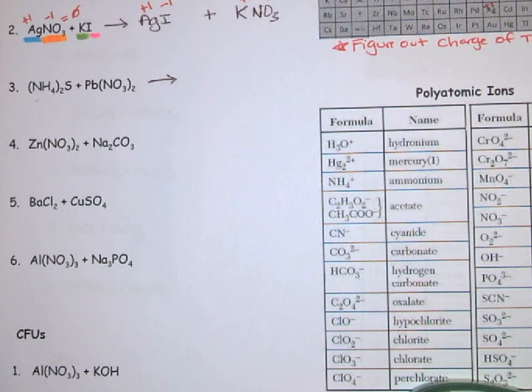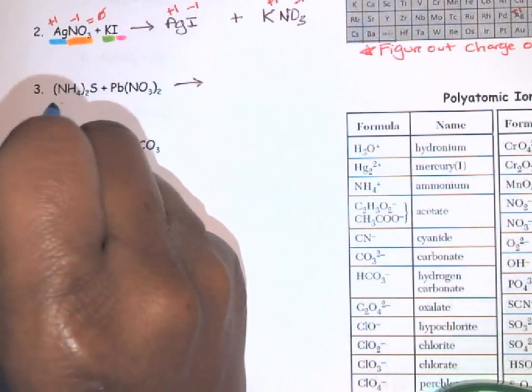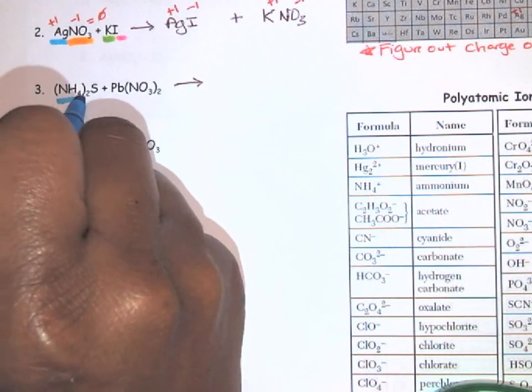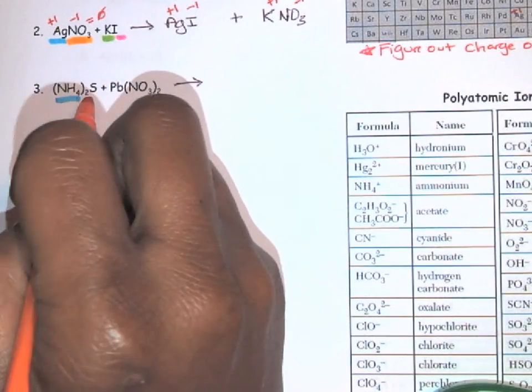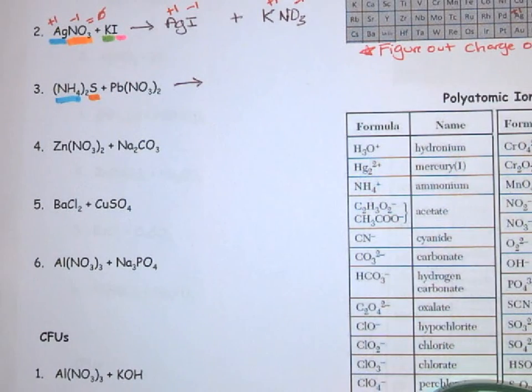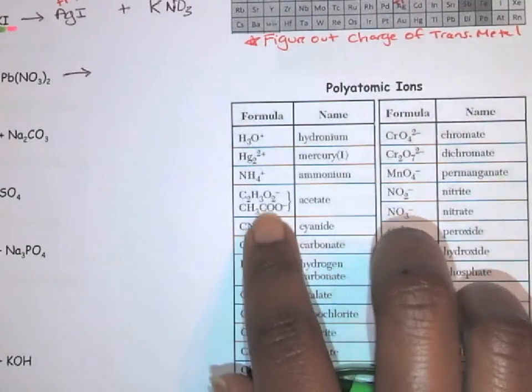Now remember, the cations are going to be what's written first, and they'll either be metals or NH4+. And in this first reactant, that's what I have. So I've got my NH4+, and then the anion is going to be sulfur. Now I'm saying NH4+ because I remembered that the charge of ammonium is +1. But if you didn't know that, you would look here on the polyatomic ions chart.